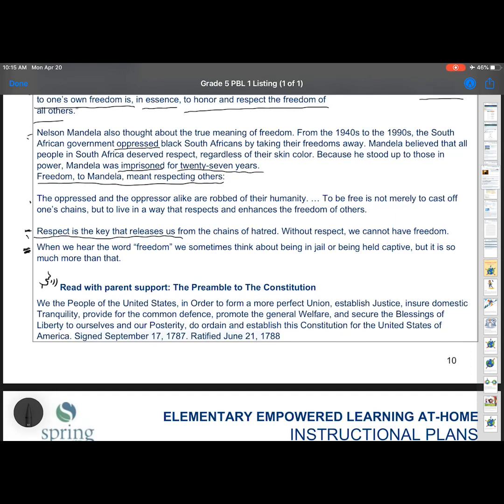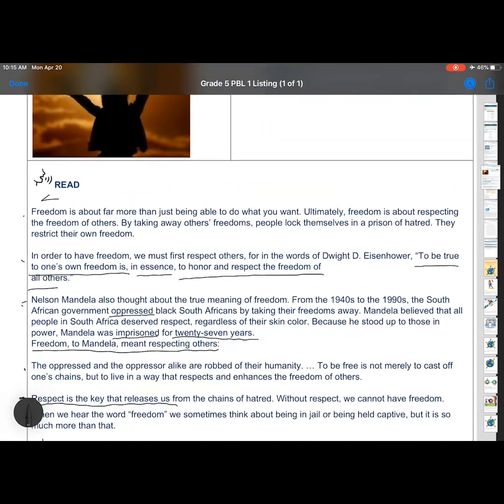It says, when we hear the word freedom, we sometimes think about being in jail or being held captive, but it is so much more than that. Okay, so what do you guys think is the main idea?